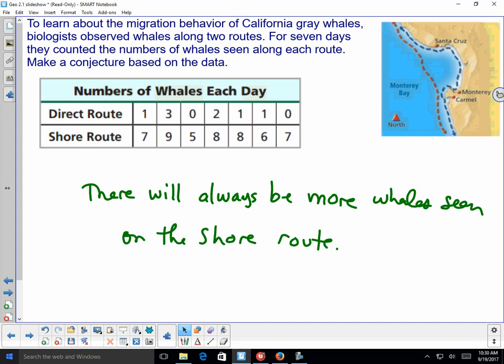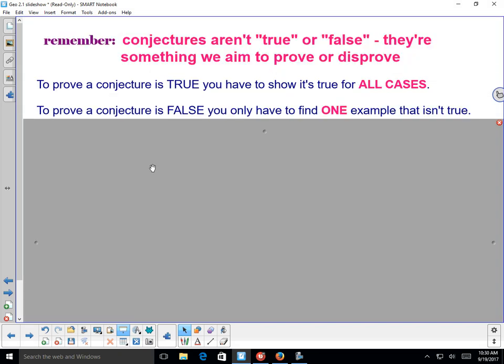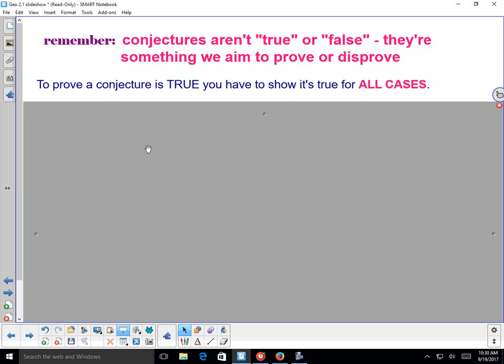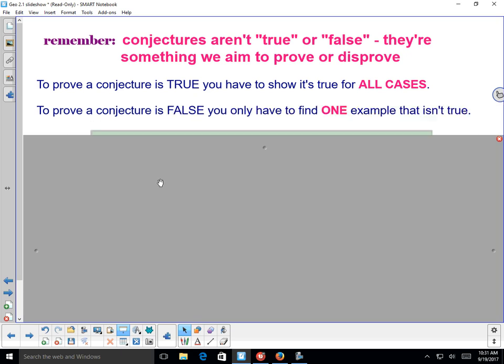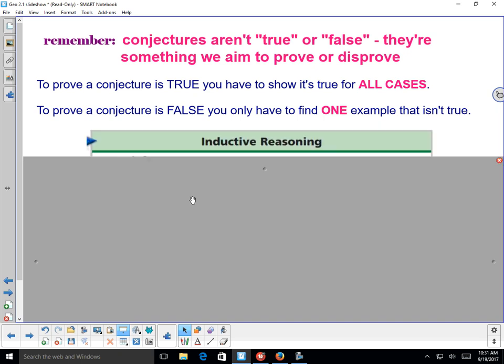All right. So remember, conjectures are not true or false. They're just something that we aim to prove or disprove. To prove a conjecture is true, you have to show it's true for all cases. So this is really important. To prove a conjecture is true, you have to show it's true for all cases. All right, but to prove a conjecture is false is a lot easier because you only have to find one example that isn't true, and we call that a counterexample.